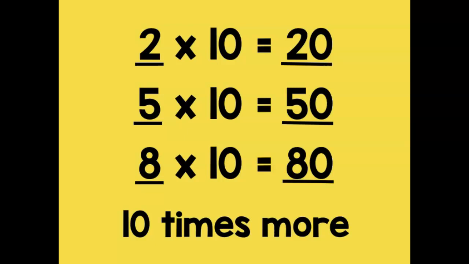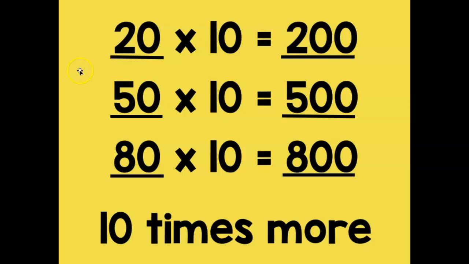Here's an example. 2 times 10 equals 20. We have our 2, we add 1 0 to the end for 20. 5 times 10, add a 0 to the end, 50. 8 times 10, add a 0 to the end, 80. It's 10 times more. 80 is 10 times more than 8.